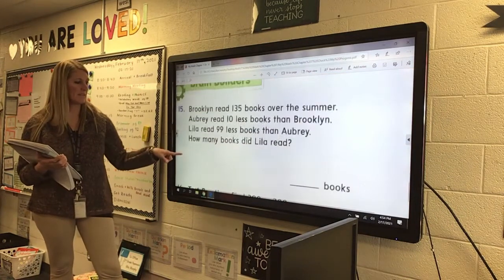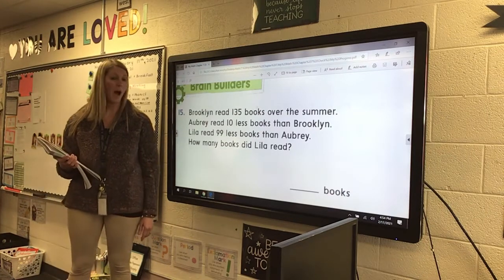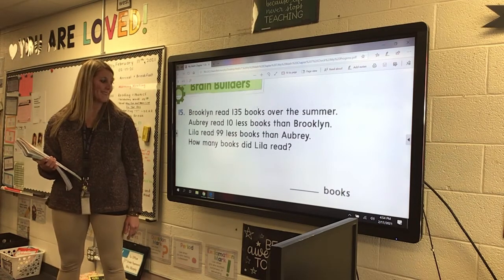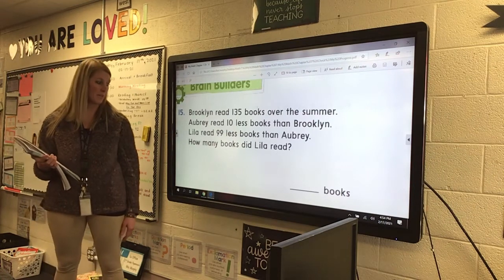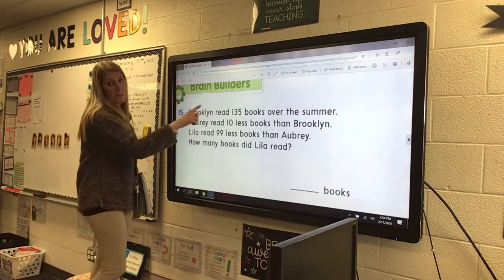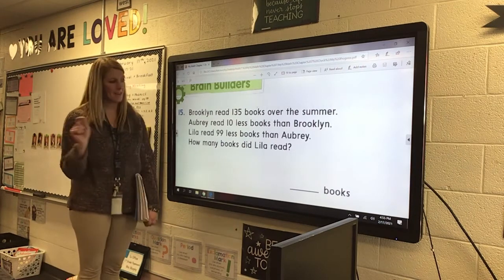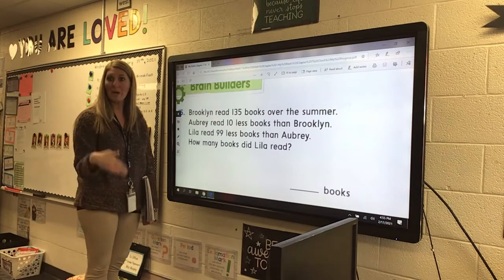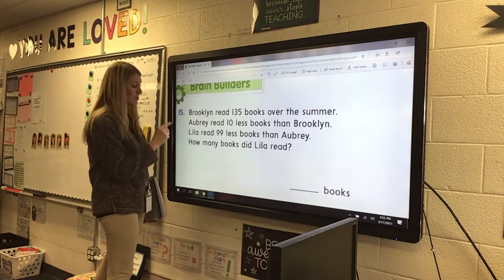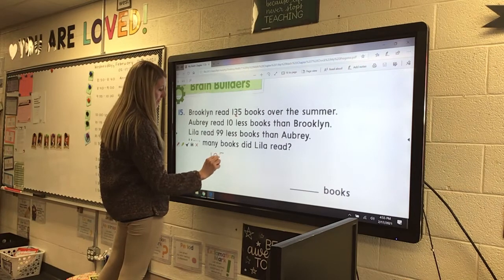On the Brain Builder, it says Brooklyn reads 135 books over the summer. Aubrey reads 10 less books than Brooklyn. Lila read 99 less books than Aubrey. How many books did Lila read? All right, well, let's figure out how many books Aubrey read. So if Brooklyn read 135, Aubrey reads 10 less. So I go from 135, subtract 10. So I'm gonna take this 3 that's in the tens place, and I go from 3 tens down to 2 tens. So this would be 125 is what Aubrey read.